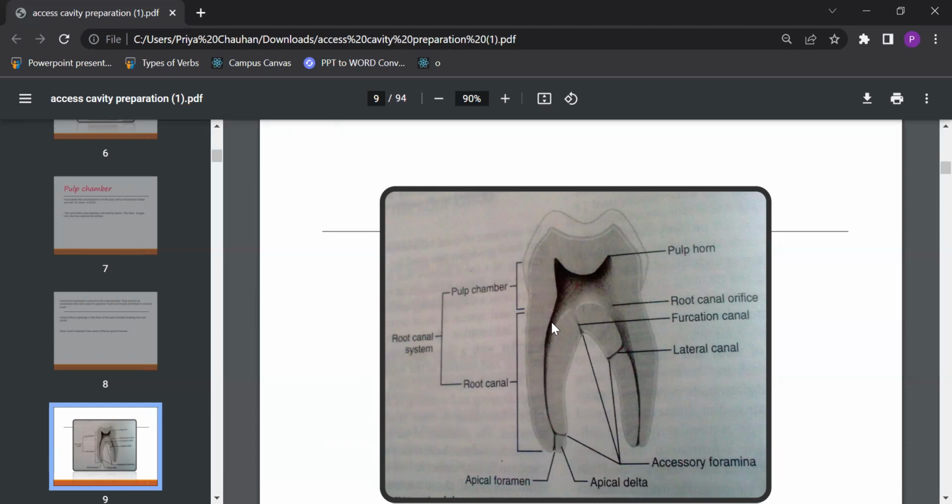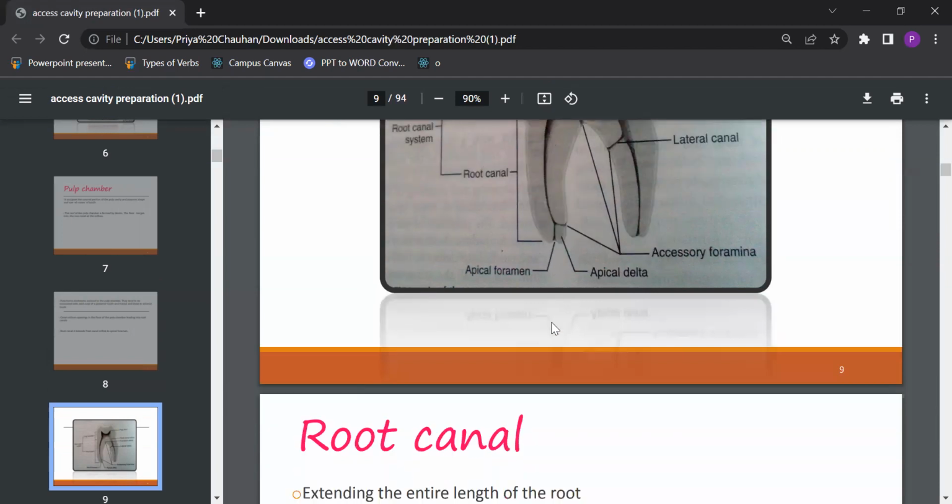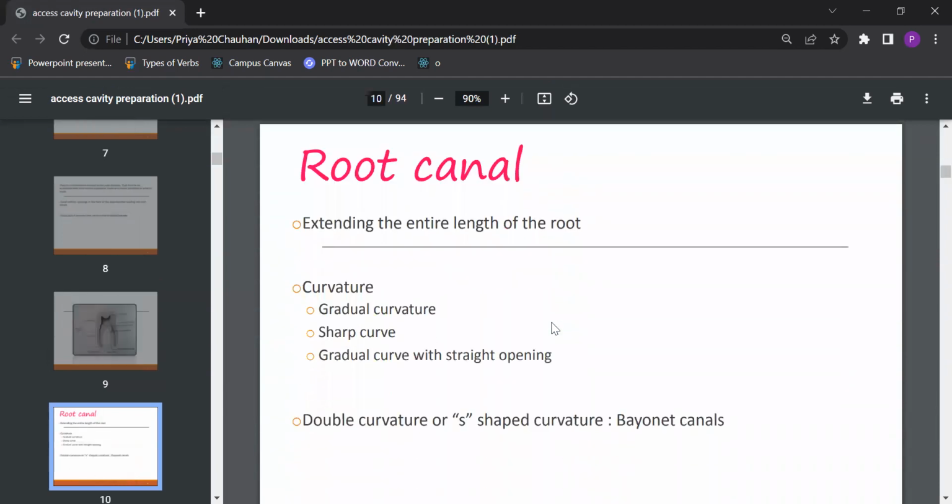So this is very important, that we should know the anatomy. So next one is the root canal, extending the entire length of the root. You can understand from the name, it is the root canal.